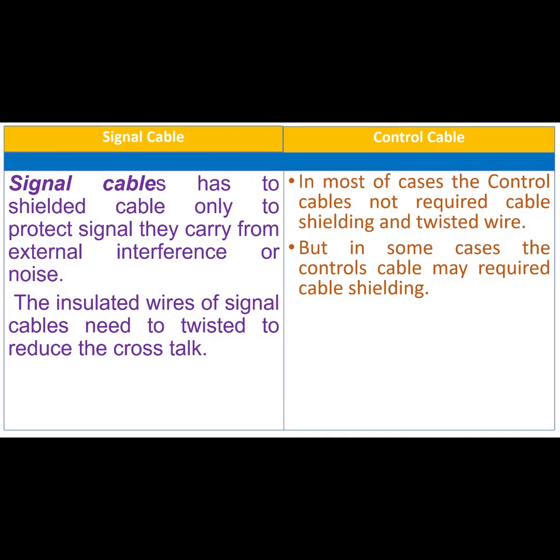The signal cables have to be shielded cable only to protect the signal they are carrying from external interference or noise. The insulated wires of signal cables need to be twisted to reduce the crosstalk. While in most cases the control cables do not require any cable shielding and twisted pairs, but in some cases control cables may also have cable shielding.